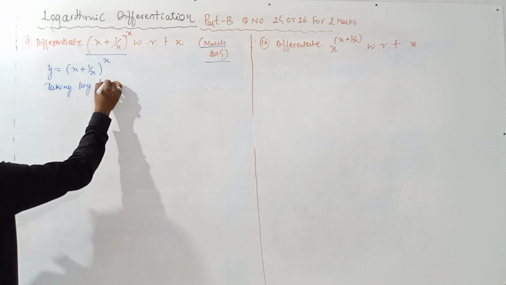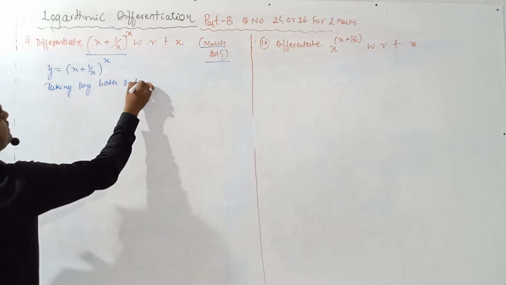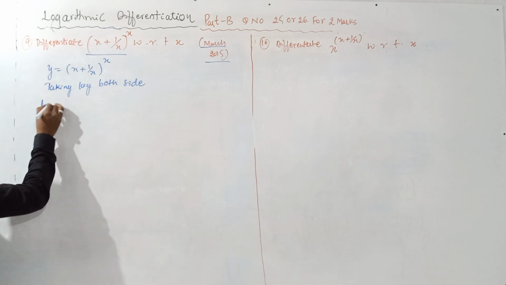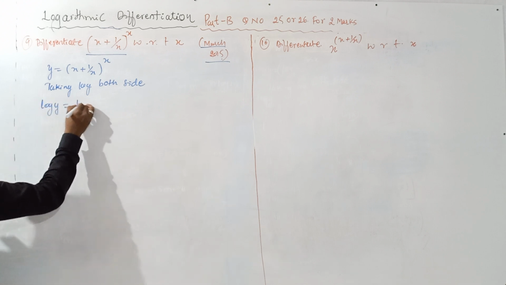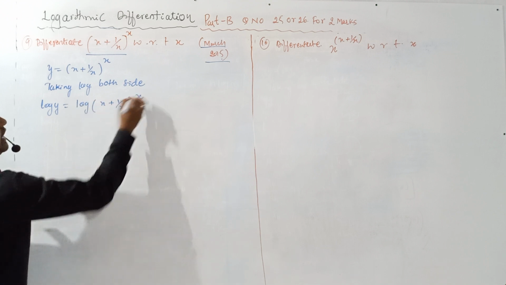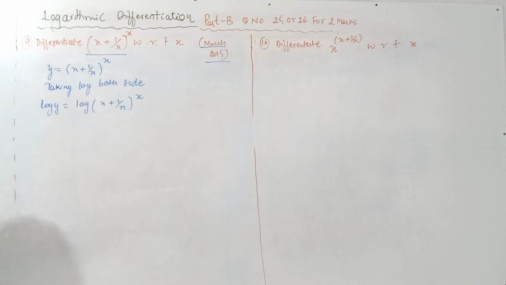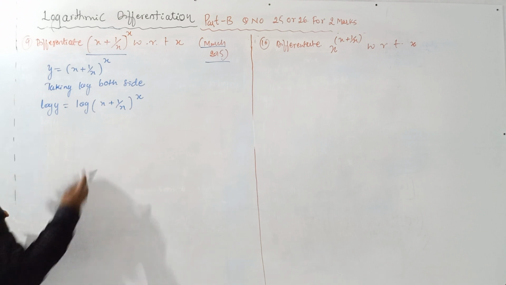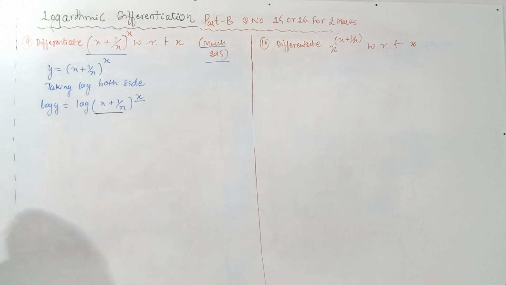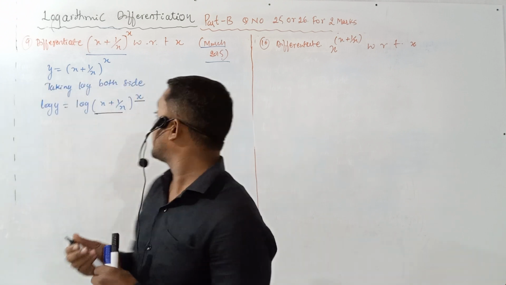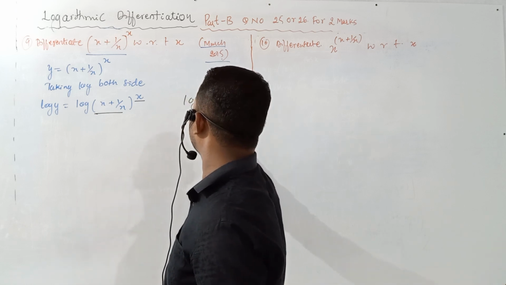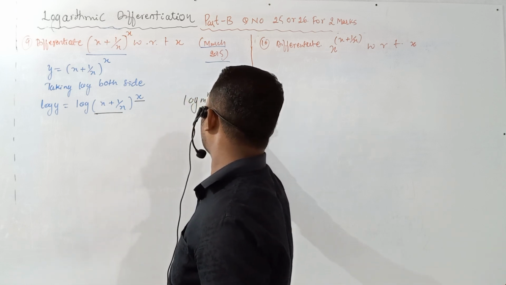Taking log on both sides, then log y is equal to log of (x plus 1 by x) raised to x. Now again applying the property of log m raised to n. Here m is x plus 1 by x and n is x. Log m raised to n is nothing but n into log m.